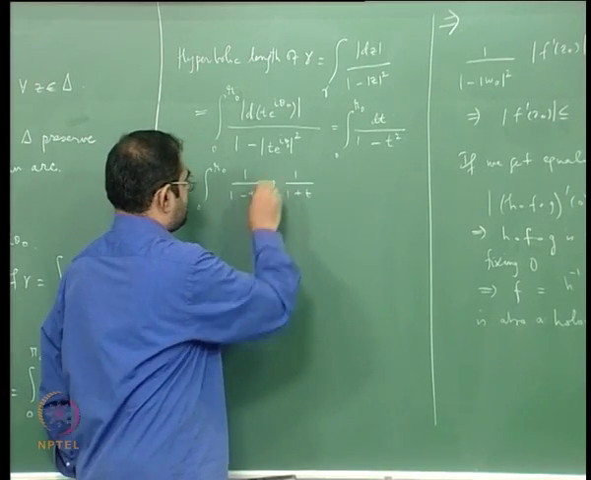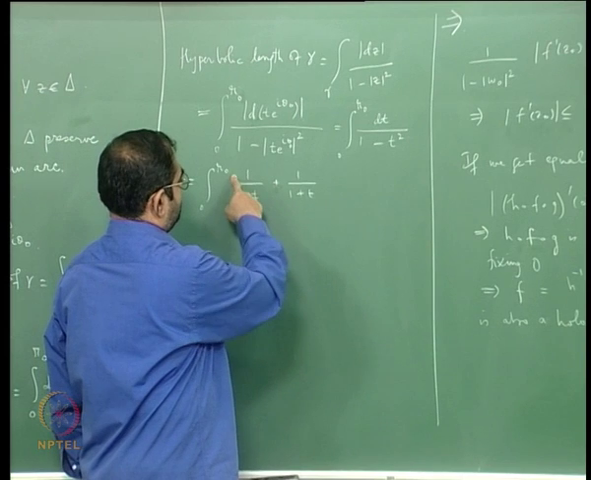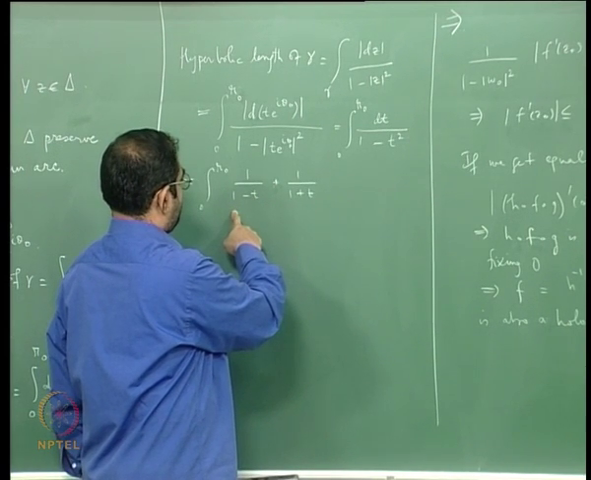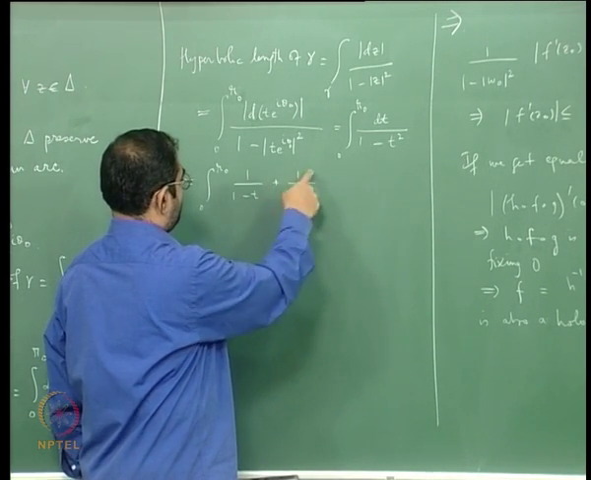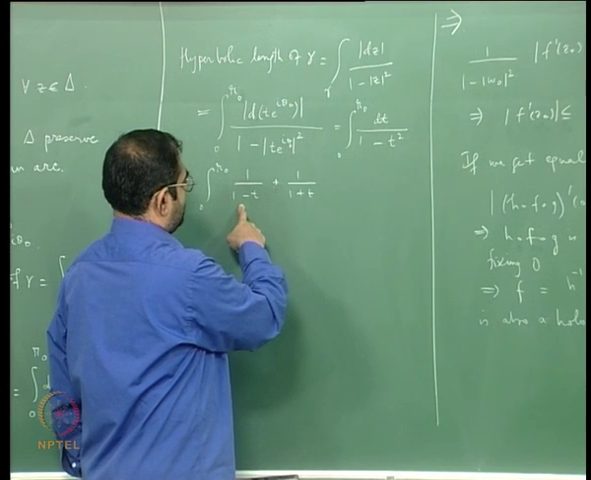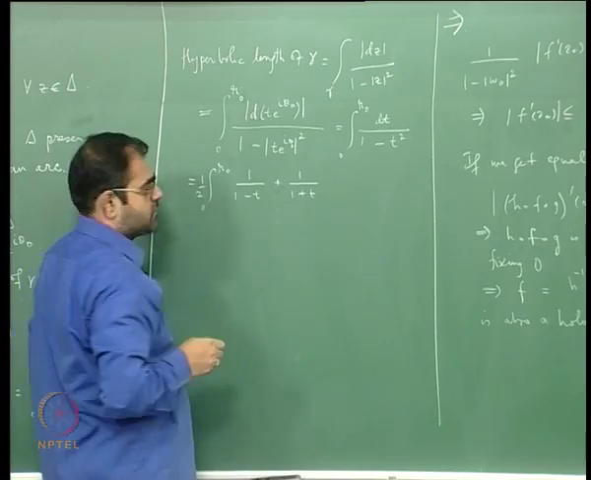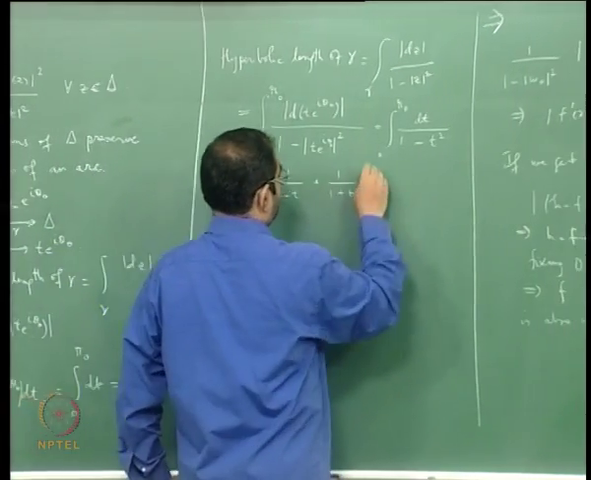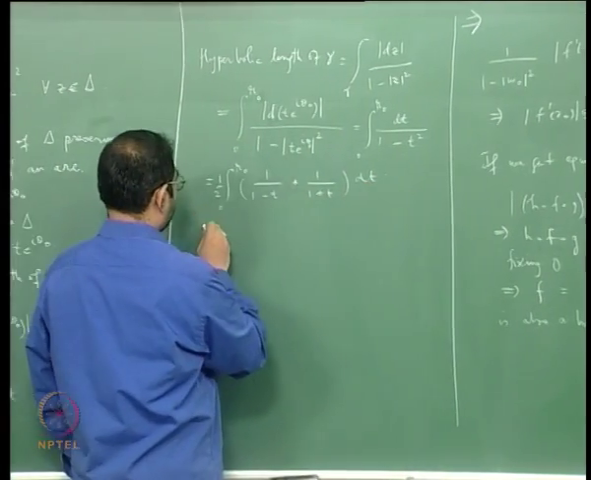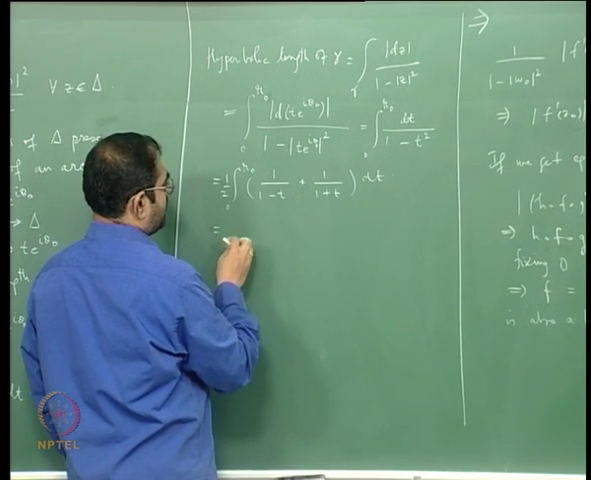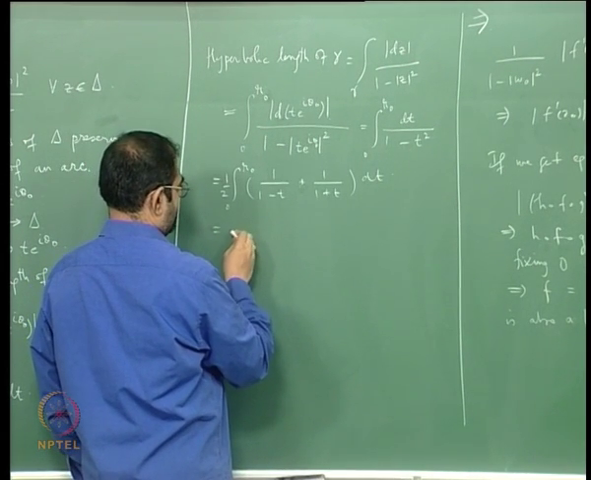Maybe I should put a plus here. Let me... I will get 1 plus t plus 1 minus t, it is 2 by 1 minus t squared, so I will have to divide by 2. So this is what I will get, dt, and you know what this is going to give me.